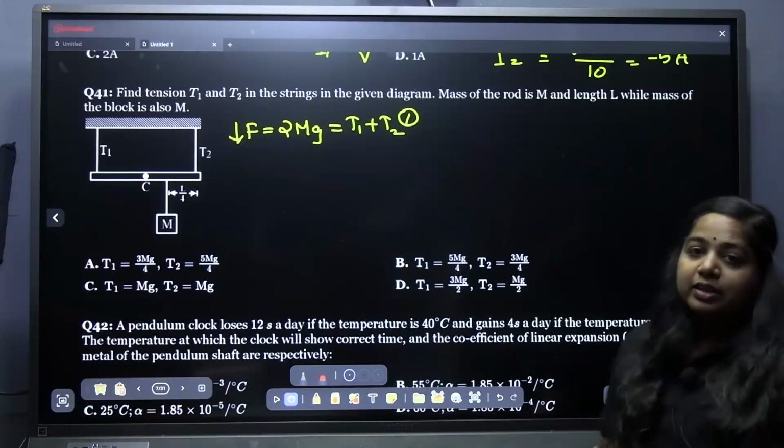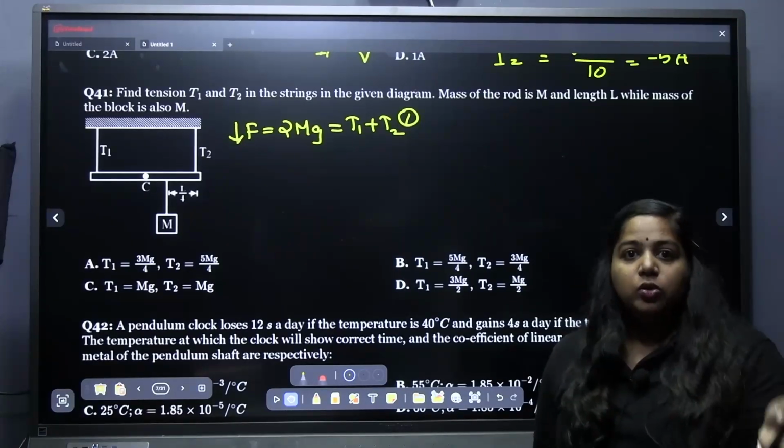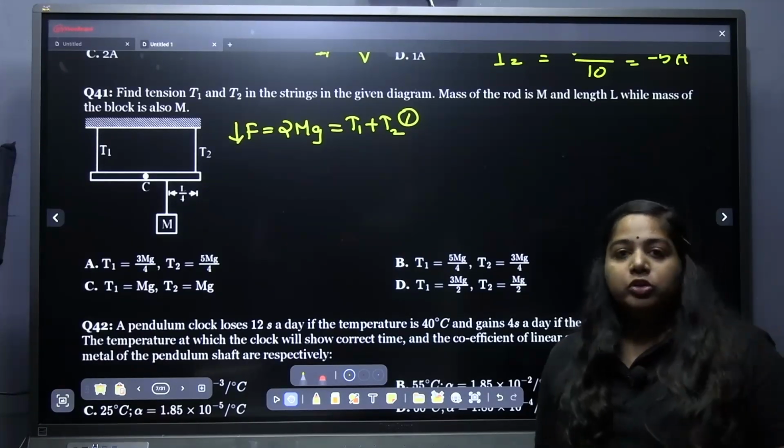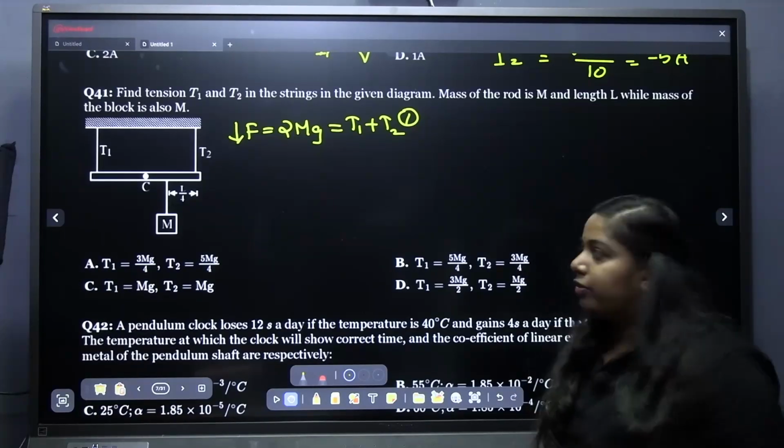Now it is in rotational equilibrium also, which means it is not rotating. So its torque should also be balanced, like upward torque should be equal to downward torque.